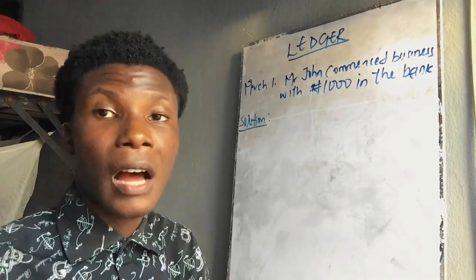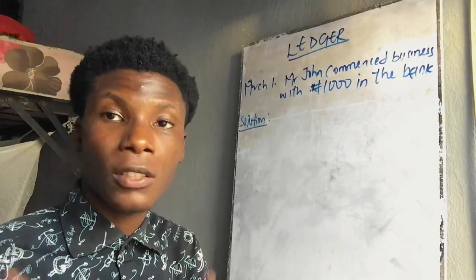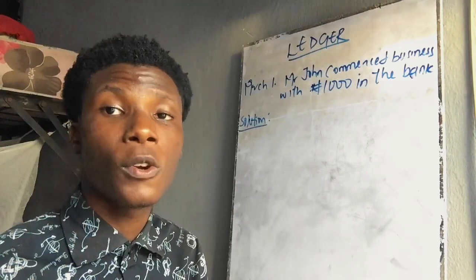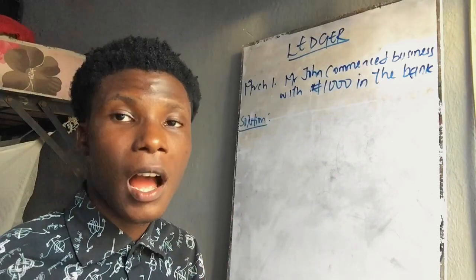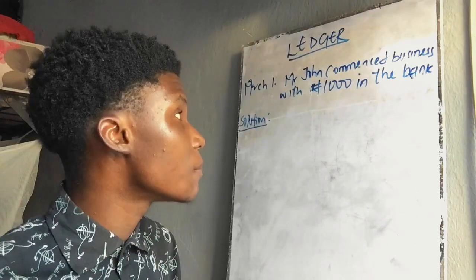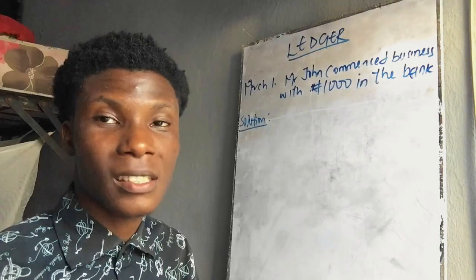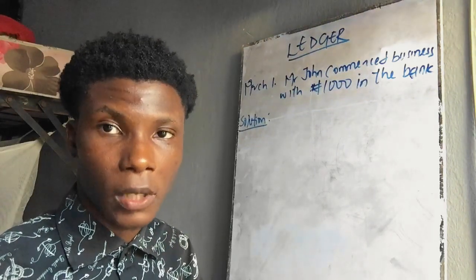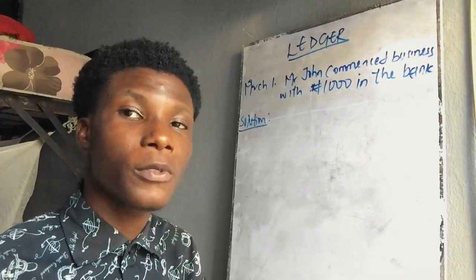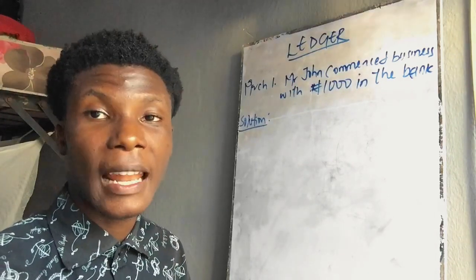Looking at this, you need to be able to determine the two accounts that are affected in this transaction, and which of those accounts will be credited and which will be debited. Let's look at the question once again. Mr. John commenced business with 1,000 naira in the bank. So that means 1,000 naira itself is capital. But this told us that this money was actually in the bank. So the bank was the one receiving the 1,000 naira, and capital is the one giving it out. So we prepare our ledger.